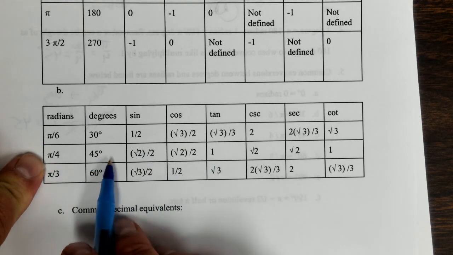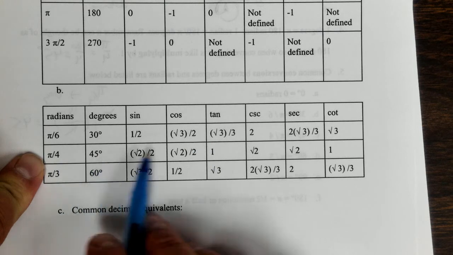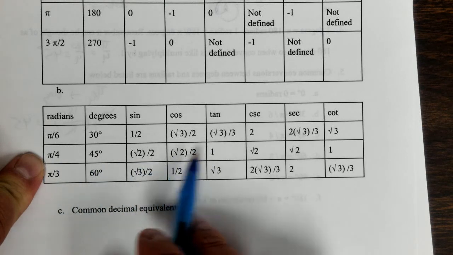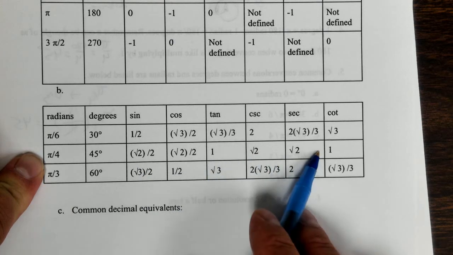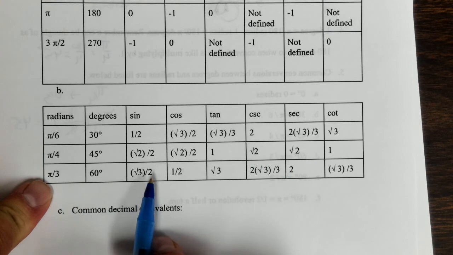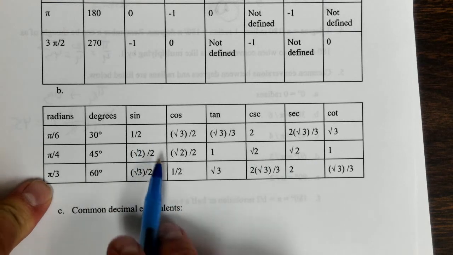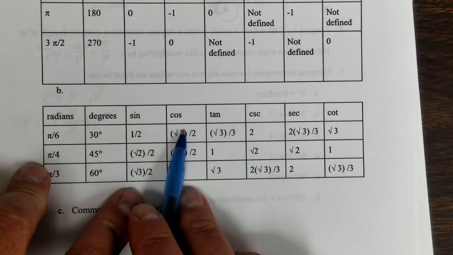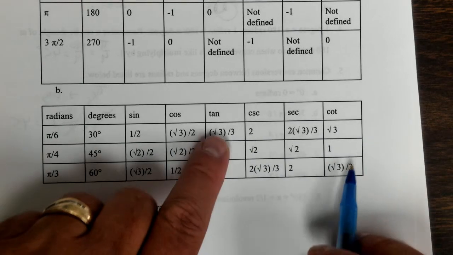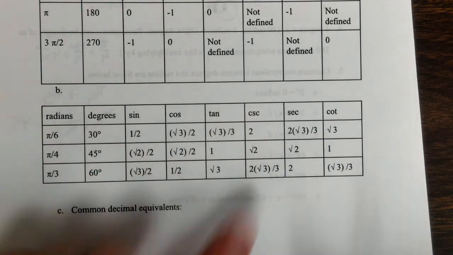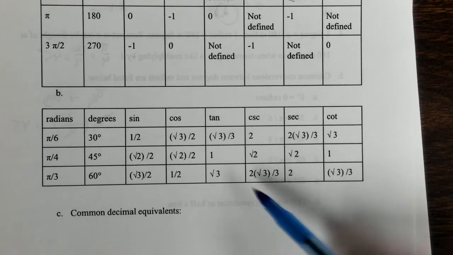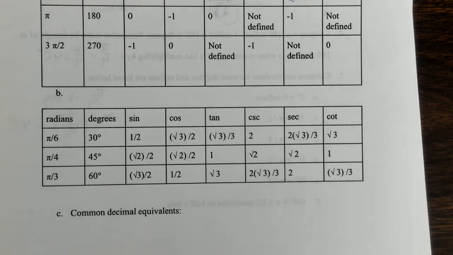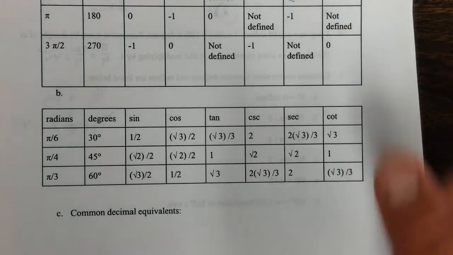Pi fourth is 45 degrees, so both of these are square root of 2 over 2, and this one's 1. And then these are listed. Pi thirds is basically the opposite of pi sixths. These two match and those two match. And these two match and those two match. These two and those two. So that's just a table to refer to. I know maybe at this time you may not remember that stuff, but we'll get into it.